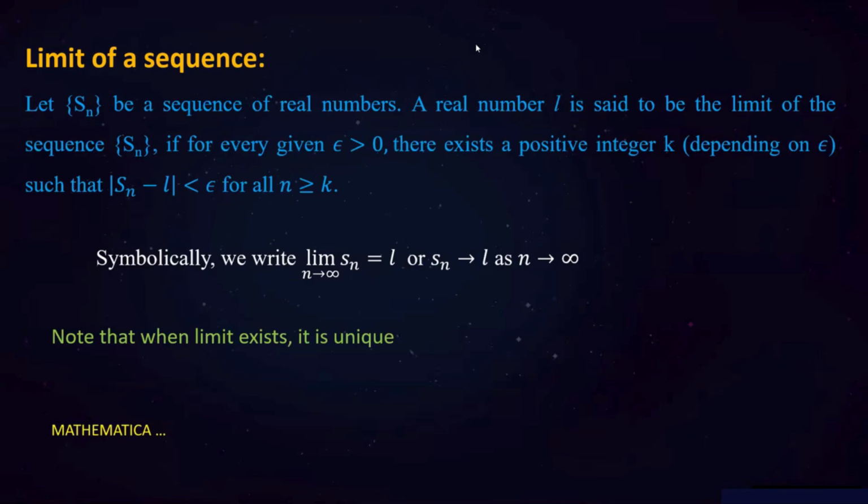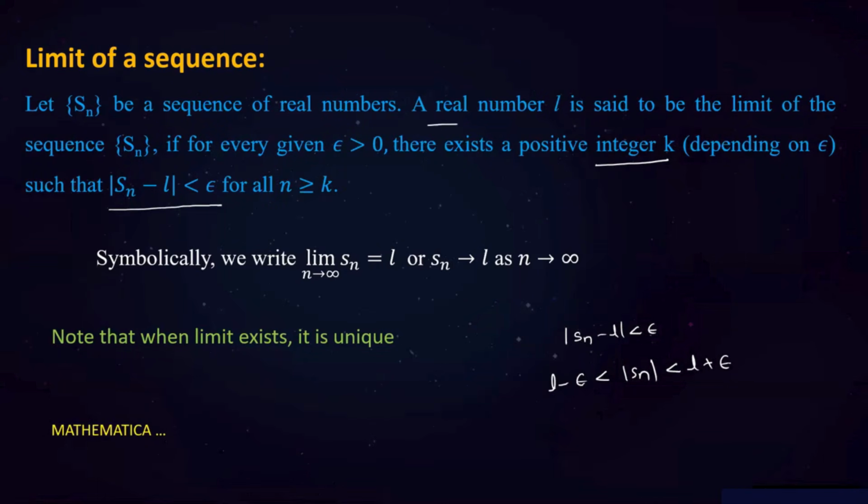Let Sn be a sequence of real numbers, and a real number L is said to be the limit of the sequence if for every given epsilon greater than 0, there exists a positive integer k such that modulus of Sn minus L is less than epsilon. First of all, understand it this way. What do you mean by modulus of Sn minus L less than epsilon? If you split it, we get L minus epsilon less than Sn less than L plus epsilon. Right? What does it mean?